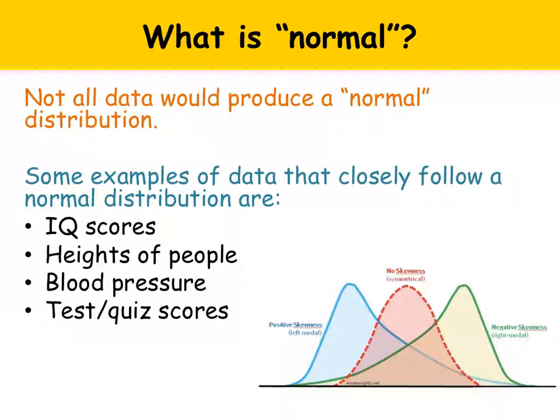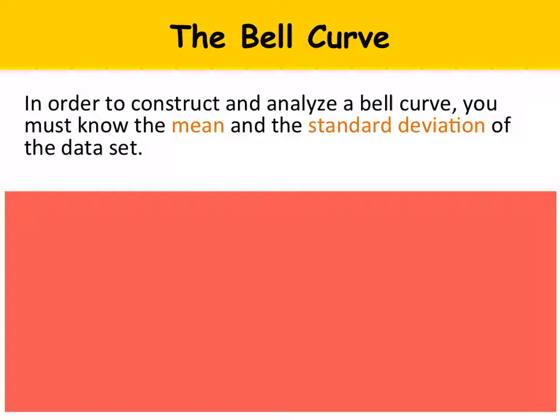This isn't on your note sheet, but this is just describing what normal means in terms of a bell curve. Some examples of data that would closely follow a normal distribution would be IQ scores, heights of people, blood pressure, and test and quiz scores. Basically you're going to have your average, then your above average and below average data for these kinds of things. IQ is probably one of the most popular that's seen as a bell curve.